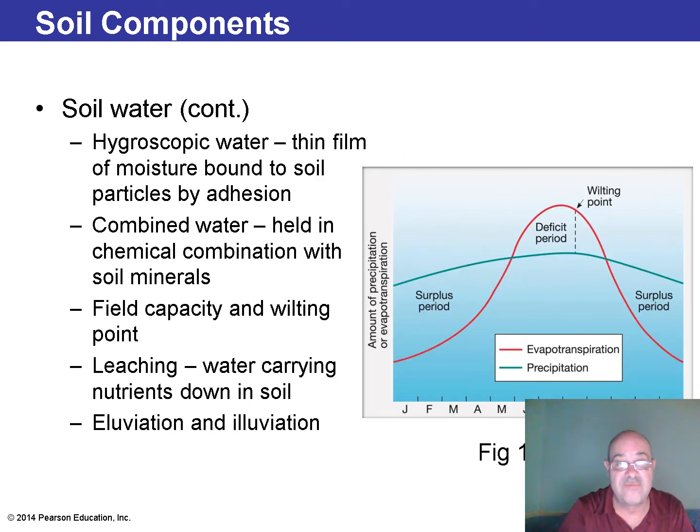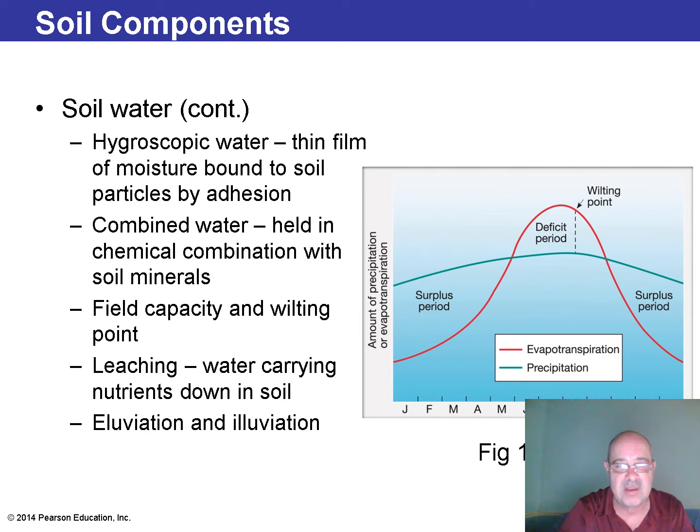One of our other 4 types, this is the 3rd type, hygroscopic water, thin film of moisture bond to soil particles by adhesion. So one on roots, this is soil particles. And then the least common of all of them, or the rarest, is combined water, held in chemical combination with soil minerals. You might want to remember that one. Now, field capacity wilting point, I'm not going to get into that right now. We will set up a time to do a review for the lab final, and we will go over that at that time.